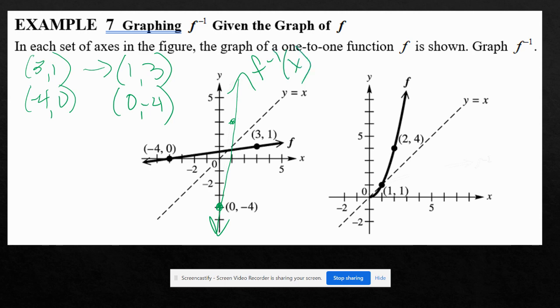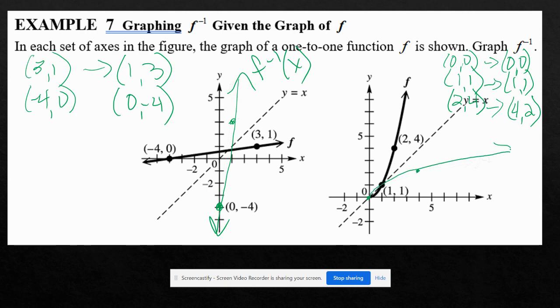In the second graph, the ordered pairs they give us, looks like down here we have 0, 0. So we have 0, 0, 1, 1, and 2, 4. 0, 0 flipped around is still 0, 0. 1, 1 flipped around is still 1, 1. But 2, 4 is now 4, 2. So I'll put that here. And there's our new inverse function graph.